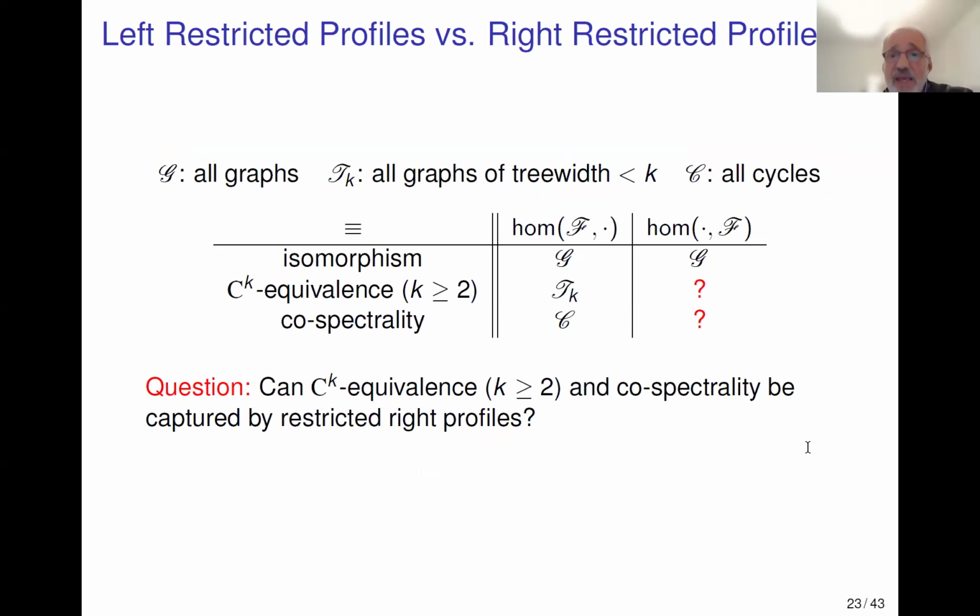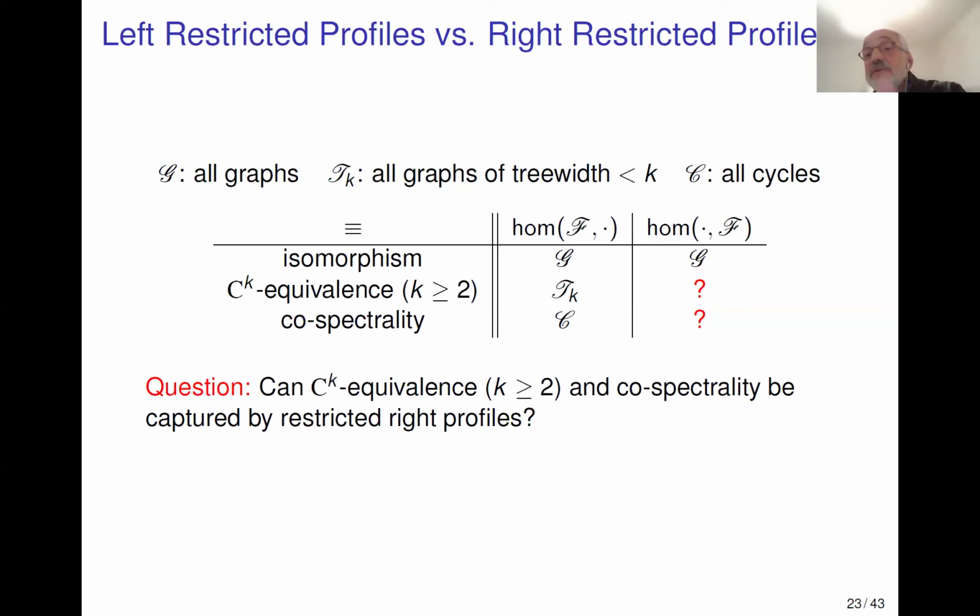And let me again raise the question using a picture at this time. We have the class of all graphs. We have the class of graphs of tree width less than k and the class of all cycles. When you take the class of all graphs, then the left and the right profile give you the same equivalence relation, isomorphism. When you have the class of bounded tree width, you get CK equivalence on the left. What happens to the right? When you have cospectrality, you can capture it with the left profile restricted to cycles.